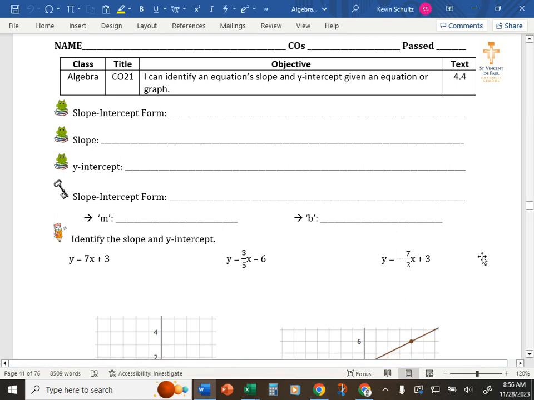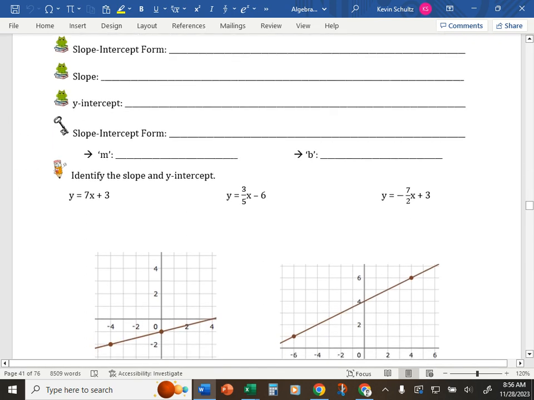Day Algebra, we are moving on to my lucky number actually, CO21. Identifying an equation's slope and y-intercept given an equation or a graph. The comment was made, you learned this last year, therefore I will expect nothing but perfection as we go through the definitions and take a look at this page. So here we go. What is slope intercept form?